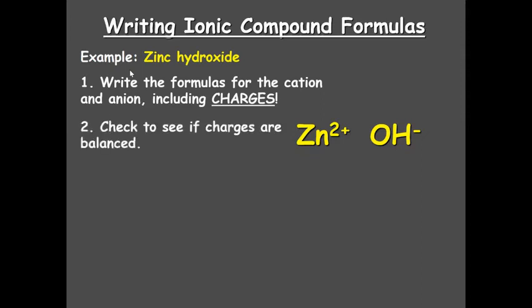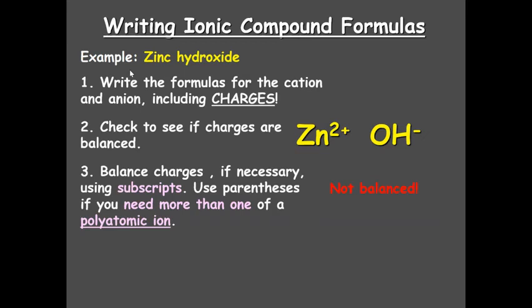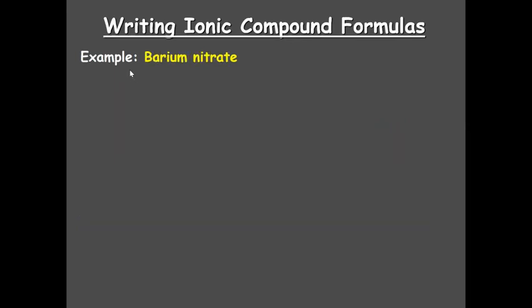So again, zinc and hydroxide do not even out. So you would ask yourself how many hydroxides you need to balance out the positive 2 charge from zinc. And remember, when we need multiples of any polyatomic ion, we need to use parentheses. So the formula becomes Zn(OH)2.